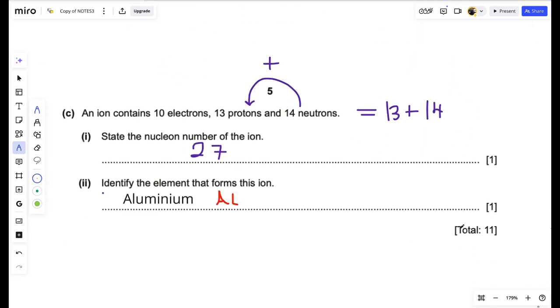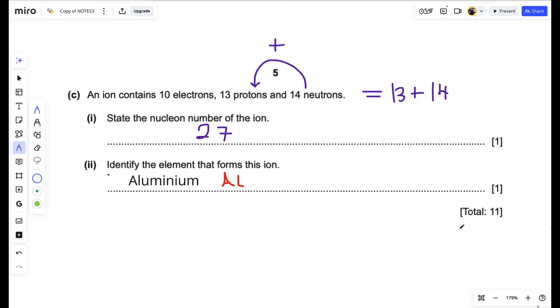Now we move to the C part of the question. An ion contains 10 electrons. You know ion, right? An ion is an atom that has lost or gained electrons. When atoms lose electrons or gain electrons, they become ions. So we say an ion contains 10 electrons, 13 protons. So protons are more than electrons. What does it mean? It means it has lost electrons.